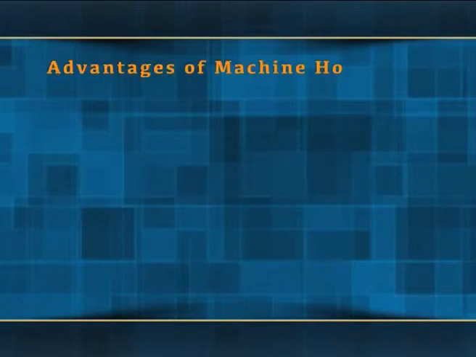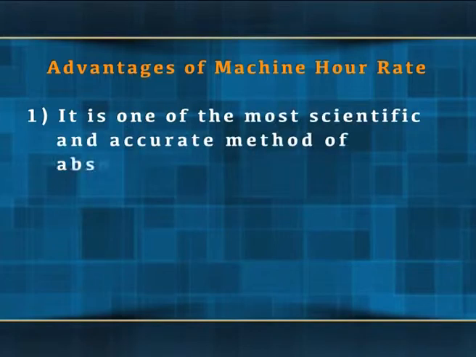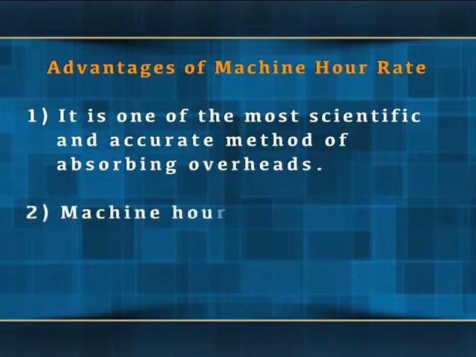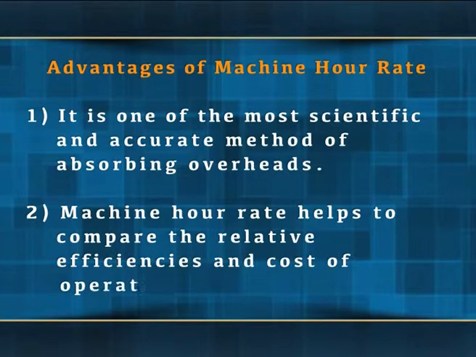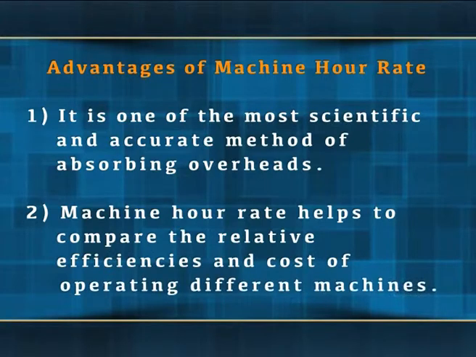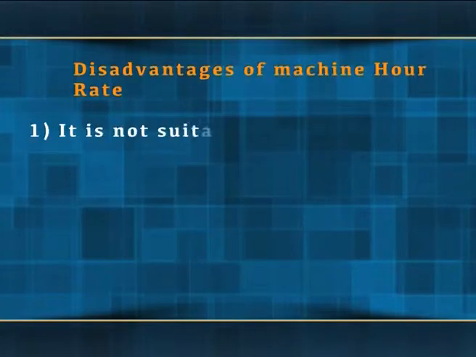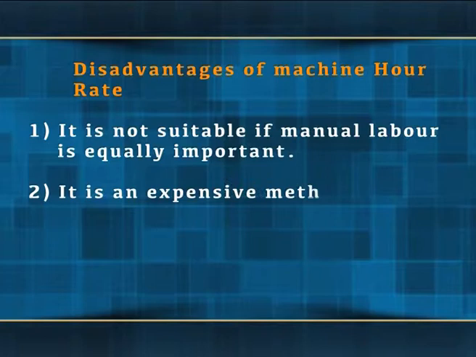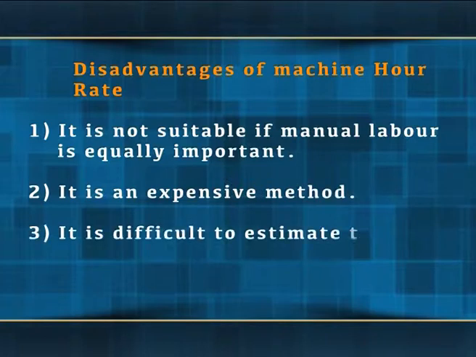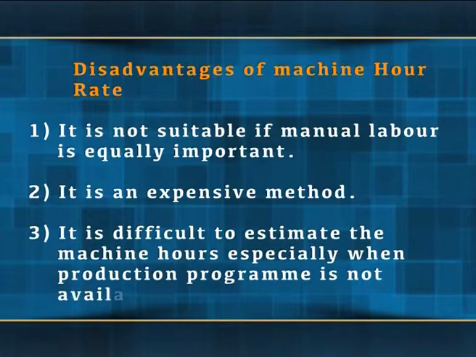Now let us look at the advantages of machine hour rate. 1. It is one of the most scientific and accurate methods of absorbing overheads. Number 2, machine hour rate helps to compare the relative efficiencies and cost of operating different machines. The disadvantages of machine hour rate are: 1. It is not suitable if manual labor is equally important. 2. It is an expensive method. 3. It is difficult to estimate the machine hours, especially when the production program is not available in advance.